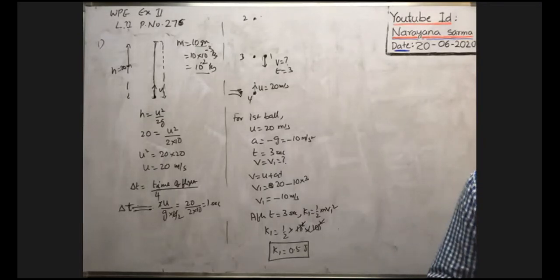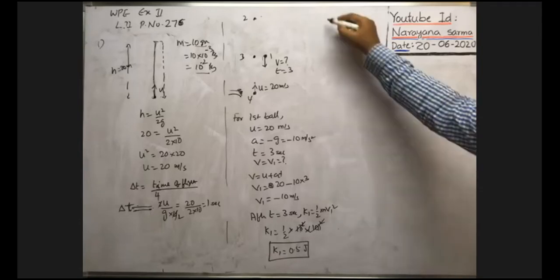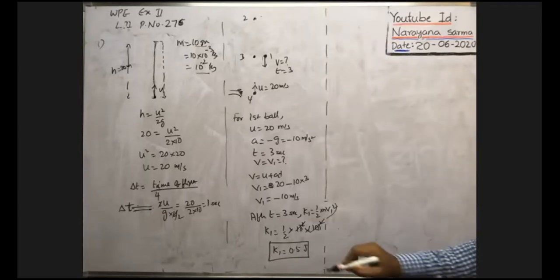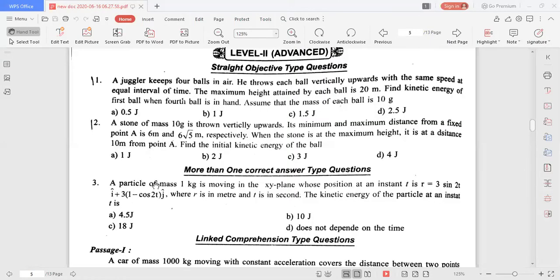Right. Next. Second problem. A stone of, okay, all of you see the next problem. A stone of mass 10 gram is thrown vertically upwards. A stone of mass 10 gram, 10 into 10 to the power of minus 3 kgs, that is 10 to the power of minus 2 kgs.